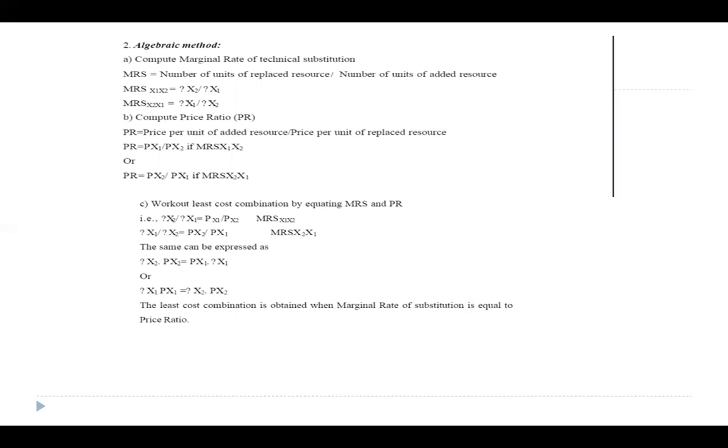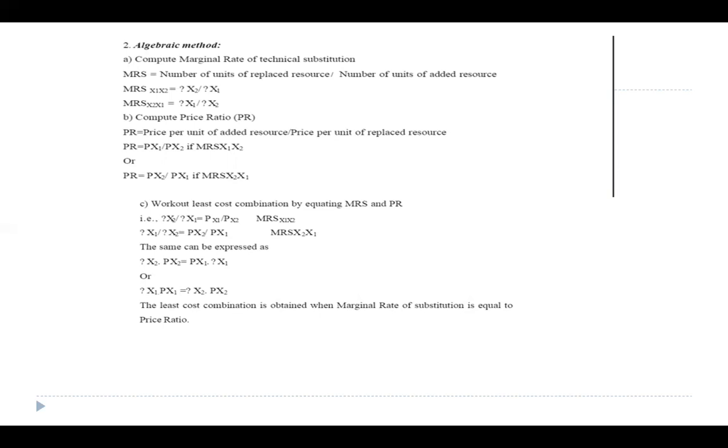So what is the formula? Change in x2 upon change in x1. Change means you have to calculate the rate of change between original x2 quantities and the rate of change between original x1 quantities. Now, second step, calculate the price ratio. So what is the price ratio?